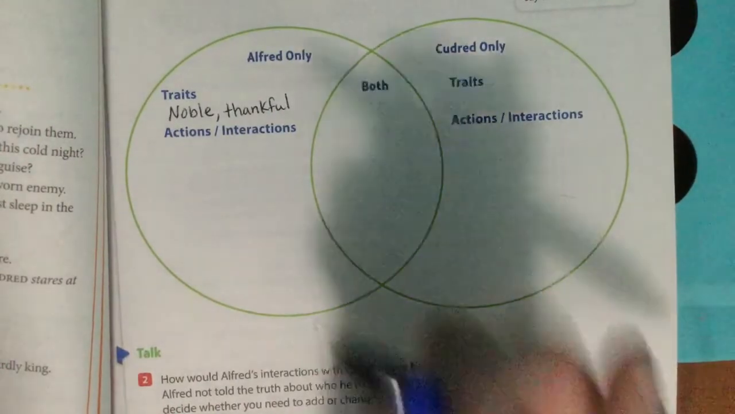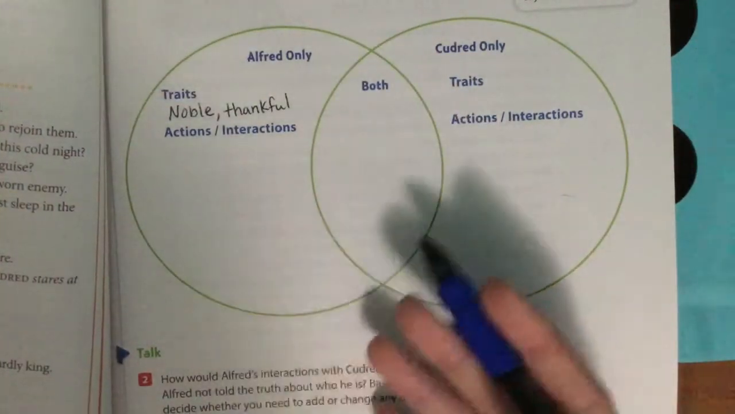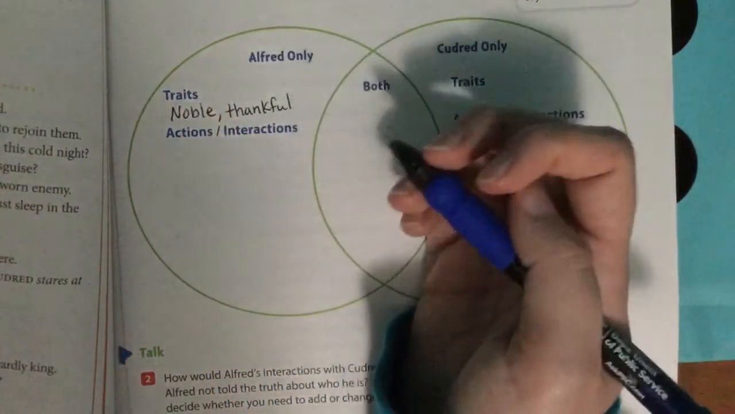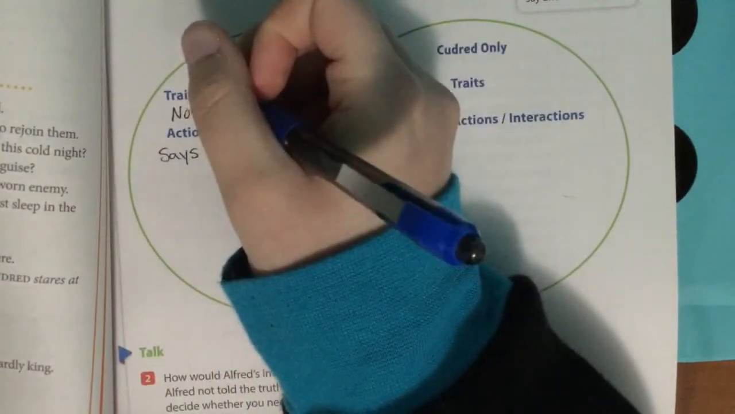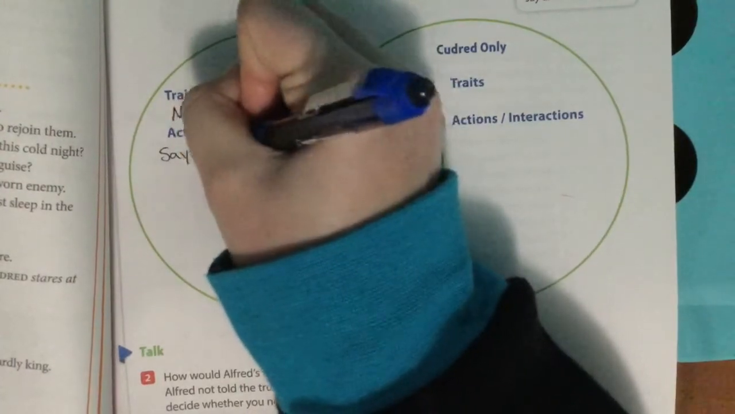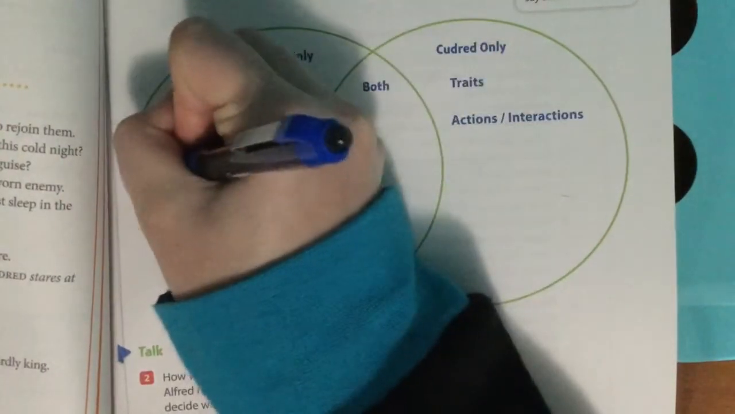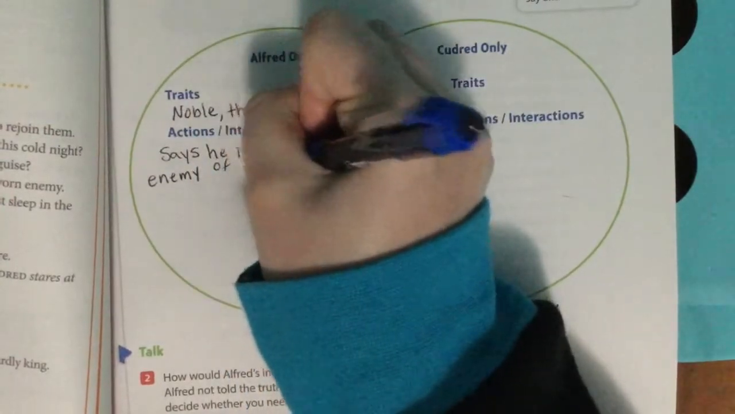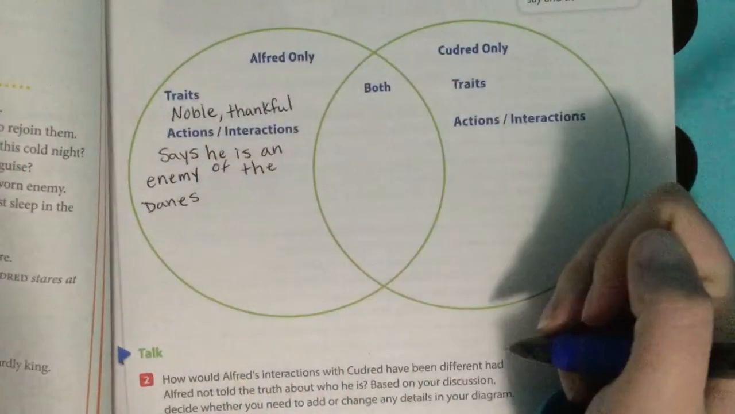Well, in the beginning when they are first talking, we don't know who he is, and he is questioned about, how do we know you're not the Danes? Okay, because there must be a war going on. And he says, okay, and this is one of his actions that we're going to include and that you could have underlined. He says he is an enemy of the Danes. So he's saying he's an enemy of the Danes.